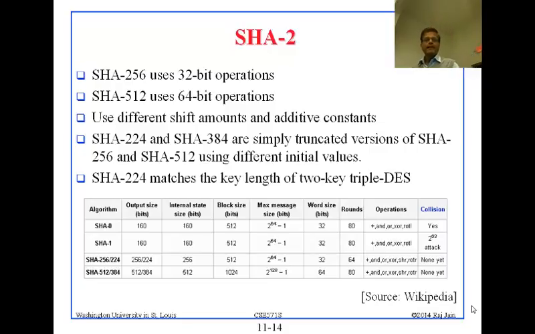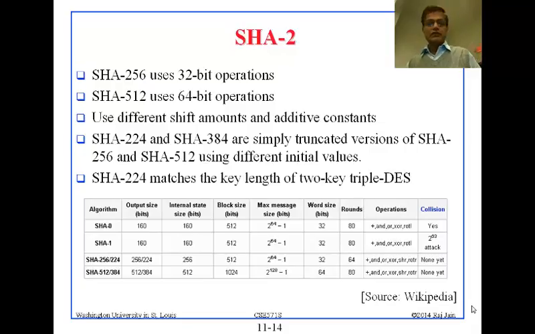SHA-2 basically extended this. 160 is not enough, so they made 512 and 256. Now 256 still uses 32-bit operation and 512 uses 64-bit operation. And these use different amounts of shifts and additions and all that.